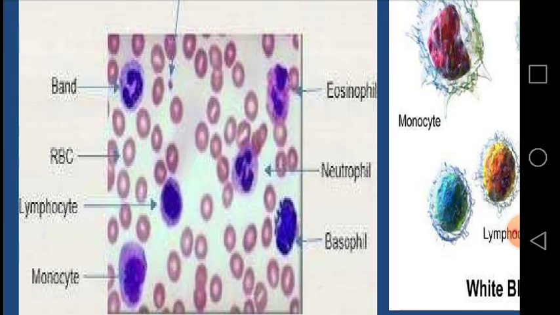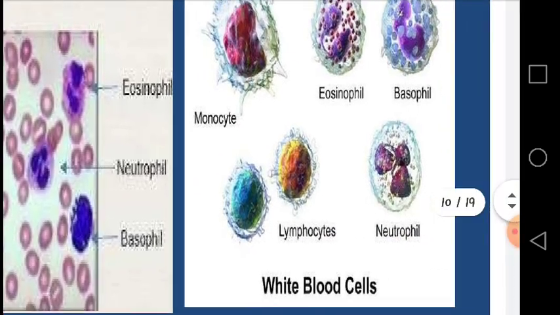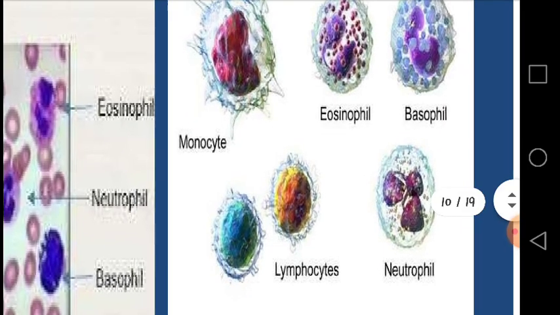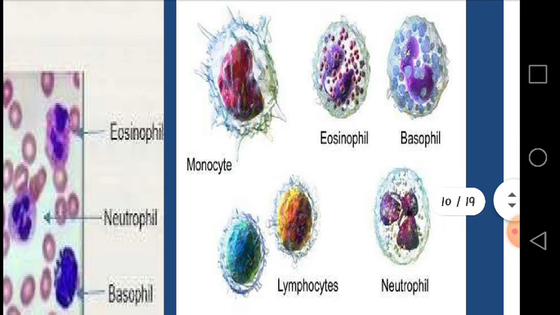You can see the white blood cells along with the red blood cells. Different types of white blood cells are present in the blood smear of mammals: eosinophils, neutrophils, basophils, lymphocytes and monocytes. This is the diagrammatic representation of these cells so that you can understand the different types of white blood cells found in the blood of mammals.